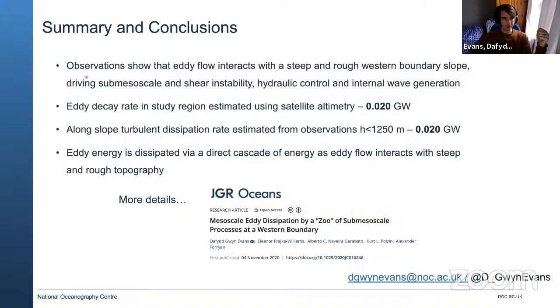So I've summarized that first point here. We see that in this region there is a whole host of eddy-topography interactions associated with the eddy flow interacting with the steep and rough slope, driving submesoscale shear instabilities, hydraulic control, and internal wave generation. The rate of turbulent dissipation estimated in this region, related to these processes, matches very well the rate of decay that we estimate from satellite altimetry.